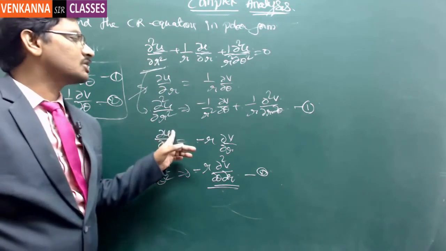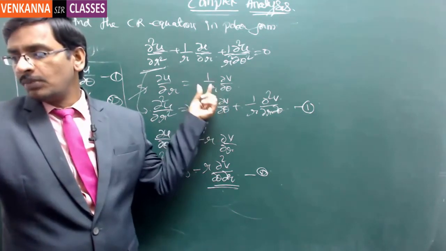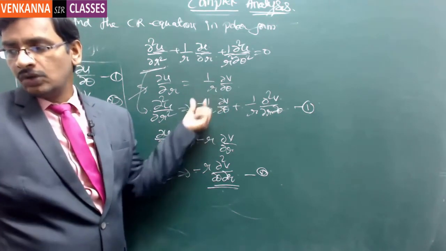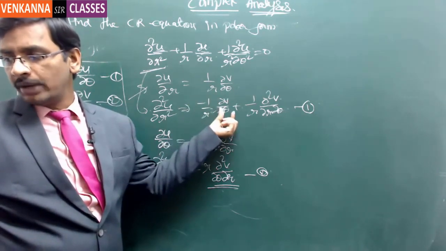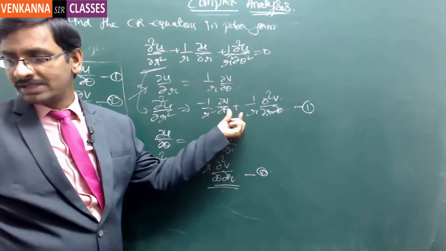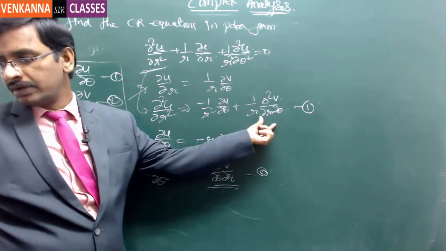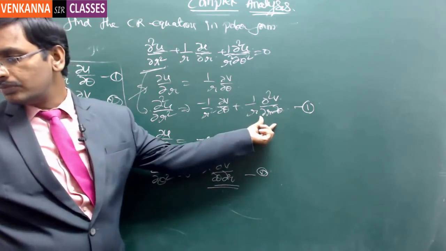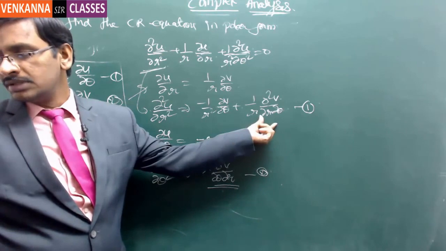Dou square u by dou r square is equal to derivative of the first function. UV rule you are applying. 1 by r is a function of r. So this is minus 1 by r square into dou v by dou theta plus 1 by r into dou square v by dou theta dou r. Got it? Got it or not? This is equation number 1.